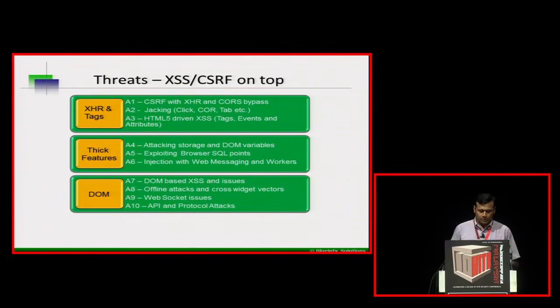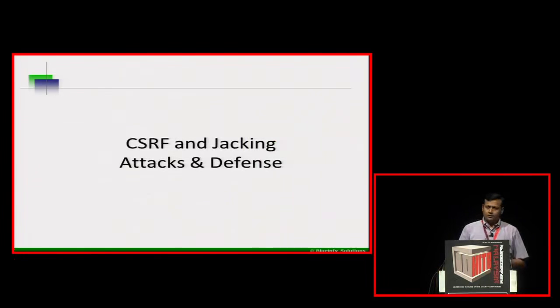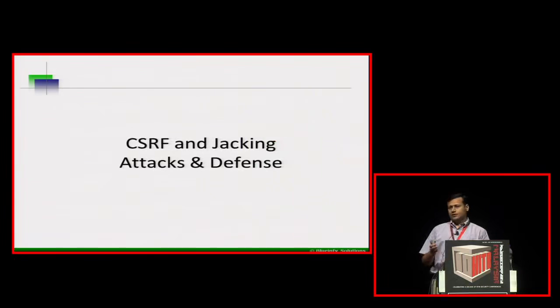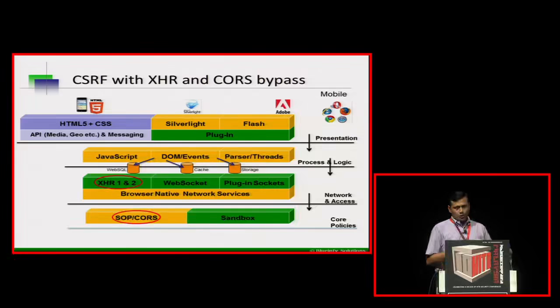So we're going to start covering a few of these attack vectors as we go. The first vector which we have is CSRF and jacking, for example. When you do an analysis of the browser, how they are behaving with these new policies called CORS and bypassing SOP, there are features which are added to bypass SOP. So what you have is XHR level 1 and level 2 calls, where you have SOP and CORS.